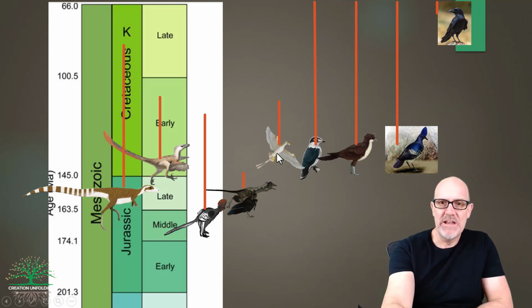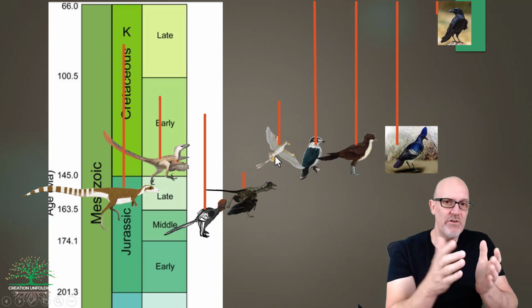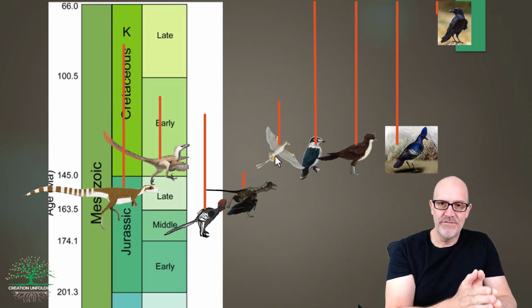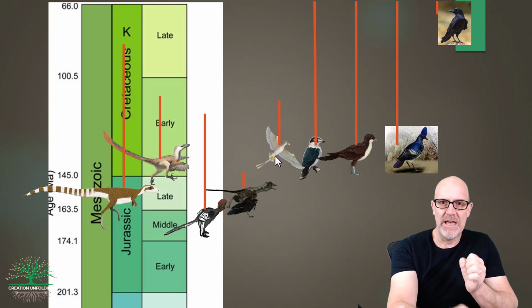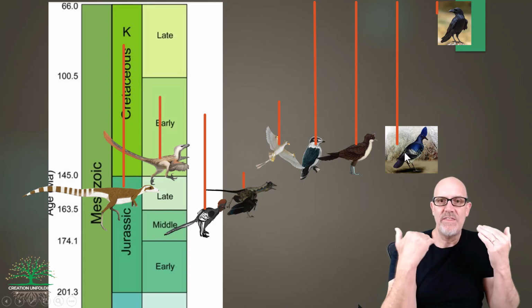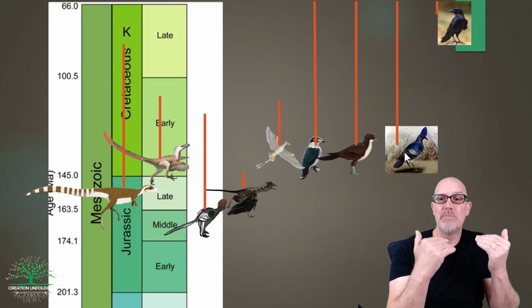Even the difference between an avialan, which is supposedly a very, very primitive bird or advanced theropod dinosaur, whichever way you want to look at it, and an ornithuromorph, and yet there they are in the same, or almost the same, layers.